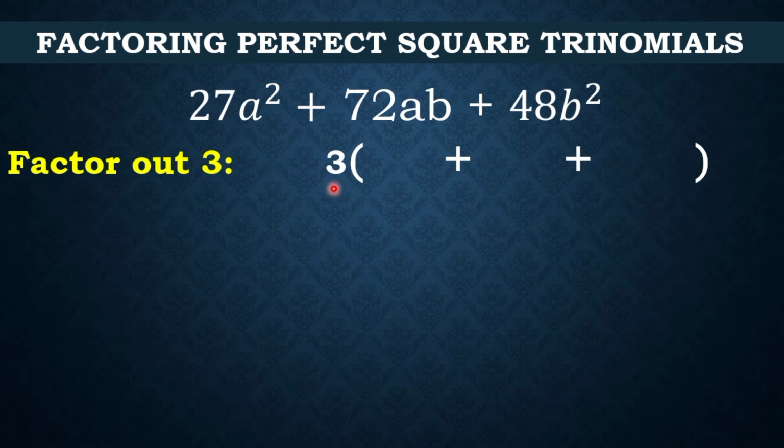Okay? So, since ang GCF niya ay 3, 27 divide 3, that is 9a squared. Okay? Okay. So, ito naman, 72 divided by 3, that is, it should be 24.